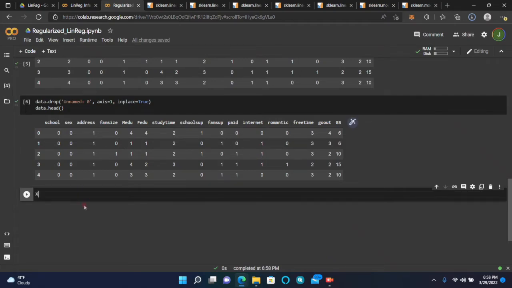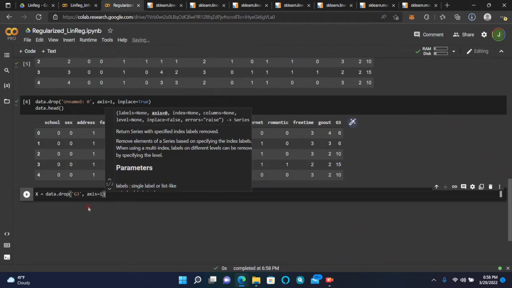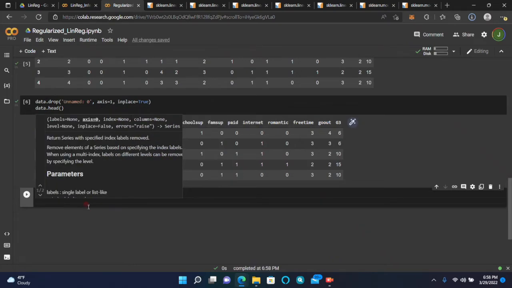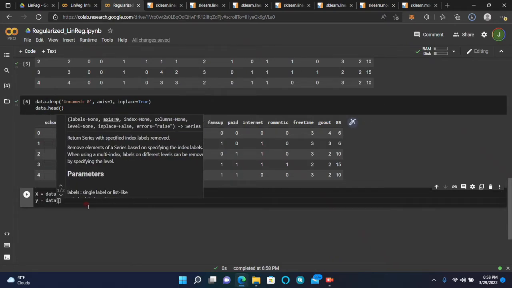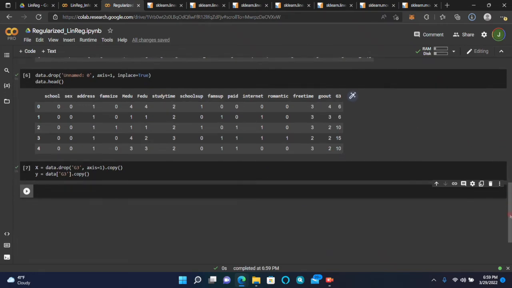So let's go ahead and split those up. So x is going to be data.drop G3 and axis equals 1. And we're going to copy that. And then y will be G3, and we'll do a copy here. I just find that using this copy, it's not always necessary, but it causes a lot fewer warnings. It's just easier, a lot less trouble if you go ahead and use copy. And we've already got x and y.